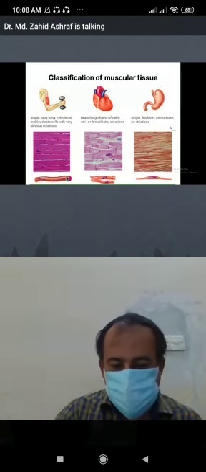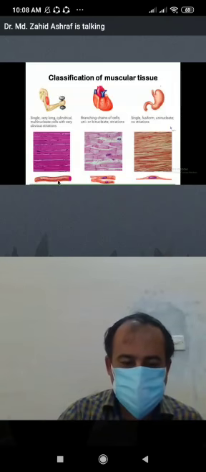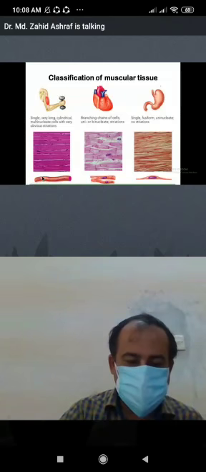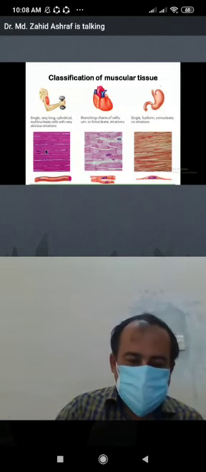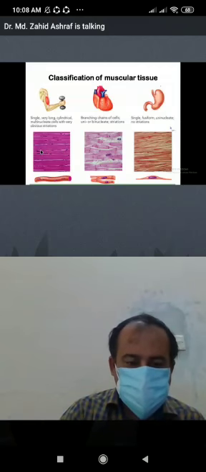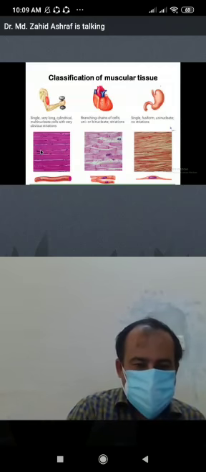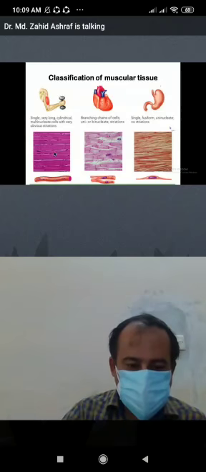In the lower picture, there is another muscle fiber. See here there are multiple nuclei and they are peripherally placed. And in the muscle fiber, there is also some striation. This striation represents the contractile unit of the muscle fiber. These are called sarcomeres, and these sarcomeres are composed of actin and myosin fibers. For that reason, this striation is present in the skeletal muscle.